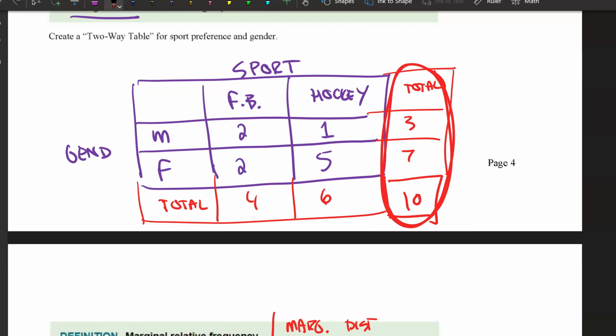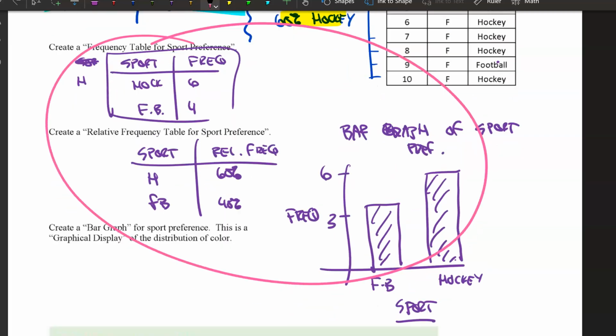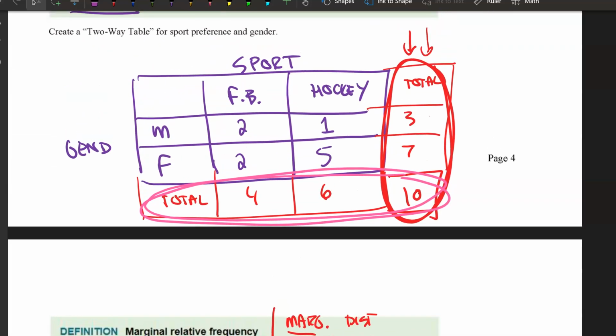Well, why do we call it a marginal distribution? It's just the distribution of gender. There are 3 boys and 7 girls. So the marginal distribution in this column, for gender, is just the distribution of gender. And there's another marginal distribution. Here's another marginal distribution. That is the marginal distribution of sport preference. It's just percentage like football and hockey. It's exactly all the stuff that I graphed up here. But when you put it in a two-way table, we call it a marginal distribution.